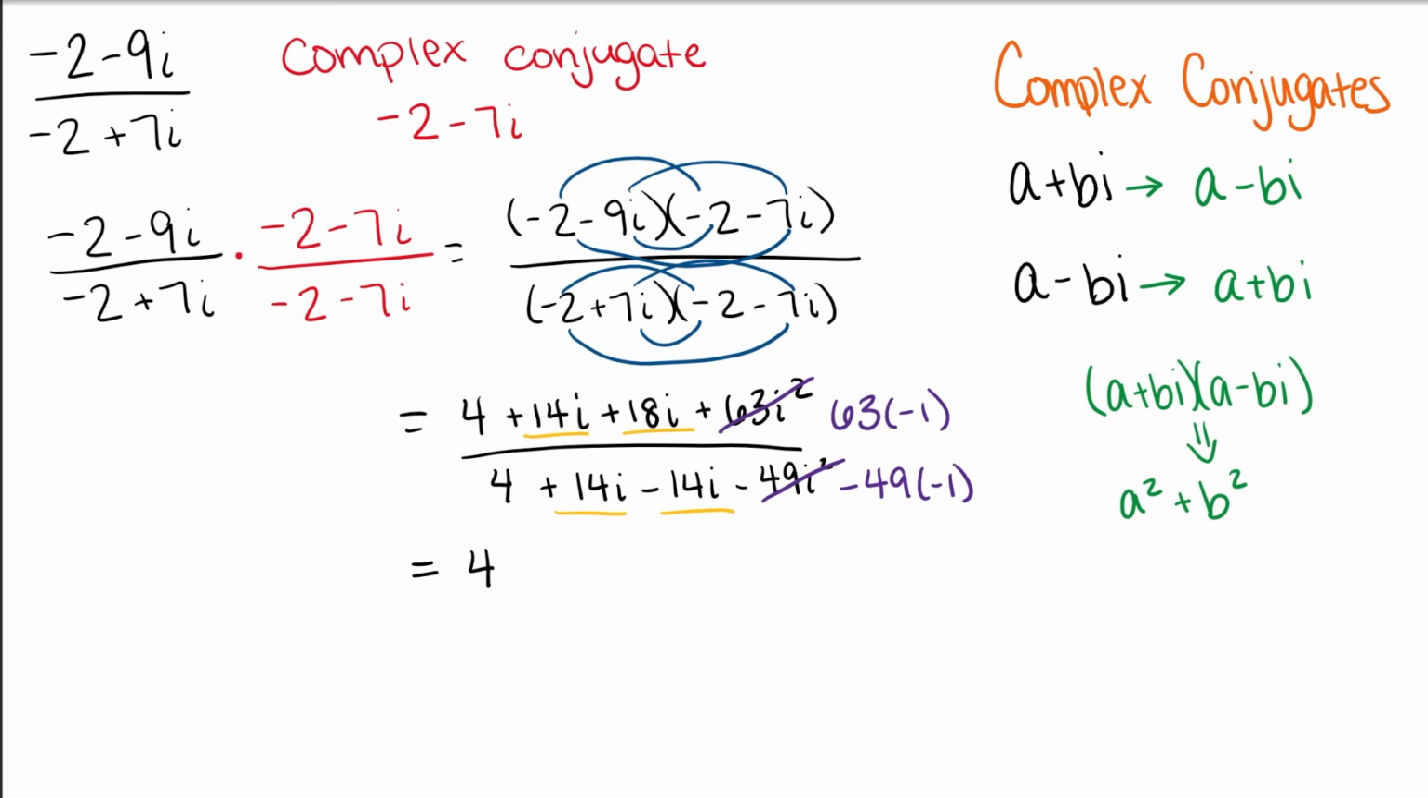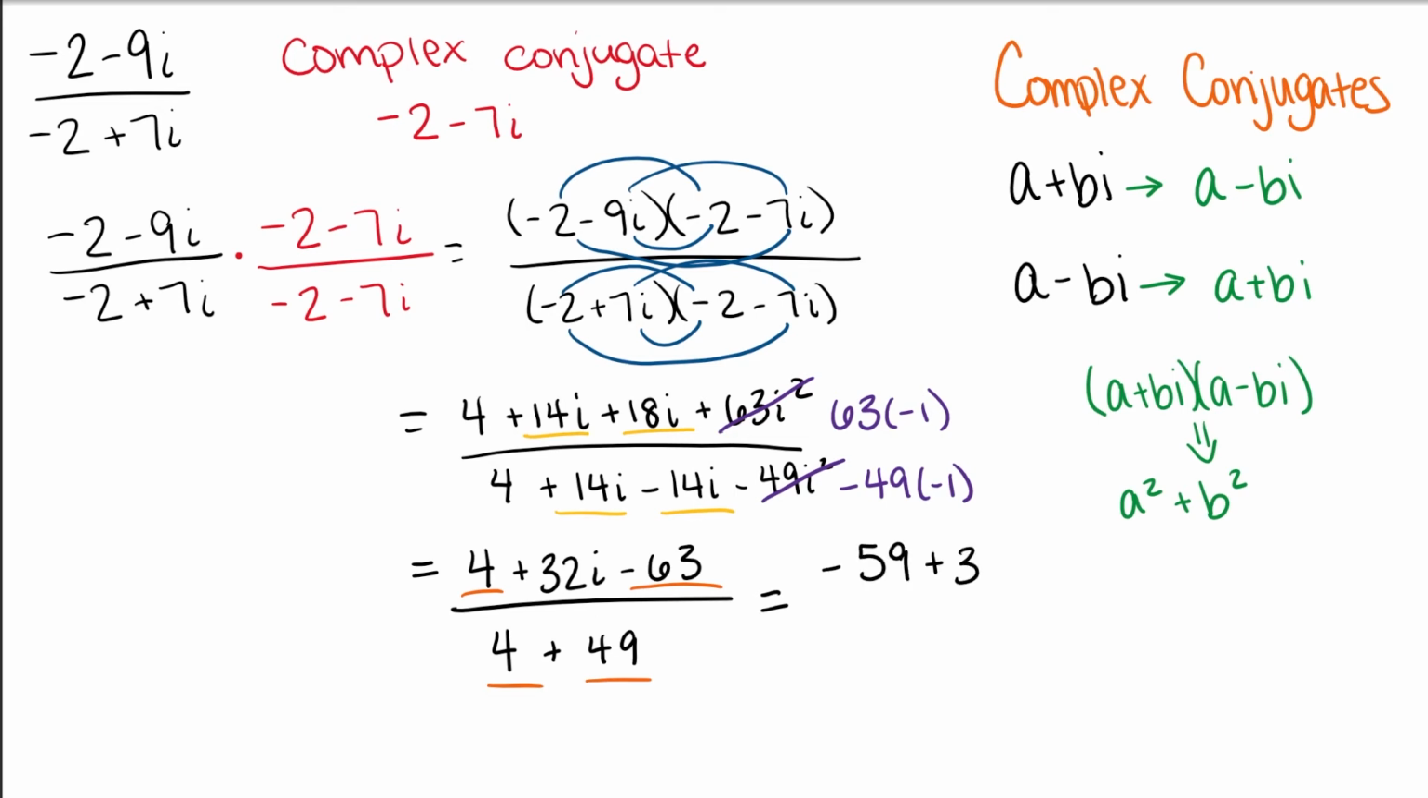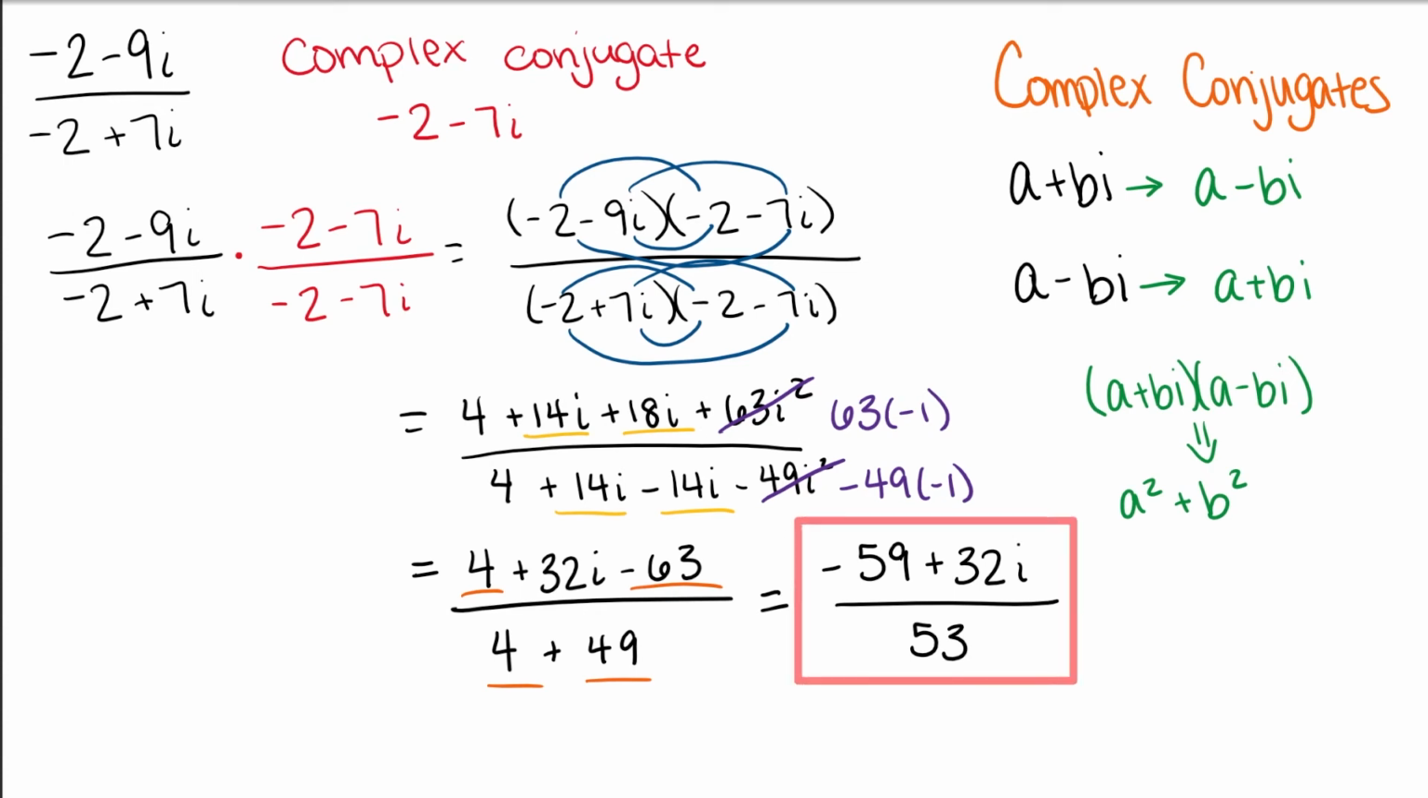14i plus 18i is 32i minus 63 all over 14i minus 14i is 0 plus 49. Now 4 and negative 63 are like terms, and 4 and 49 are like terms. So our answer becomes negative 59 plus 32i all over 53. And that's our final answer.